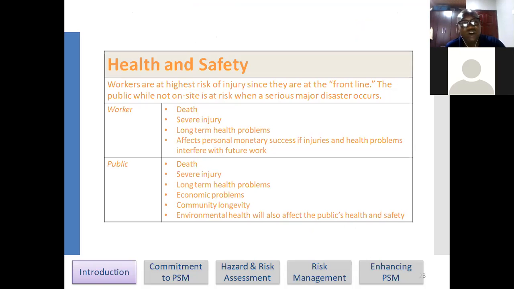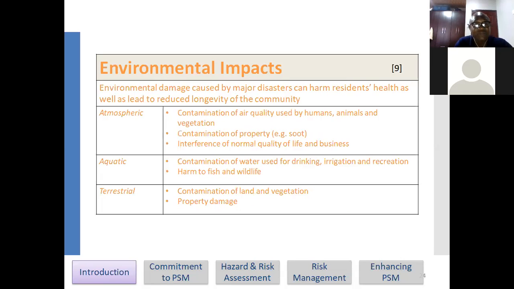So let's go in deep into the health and safety. The health and safety for workers, it can result in death, it can result in injury, it can be long-term health problem. For the public can also die. It can become economic loss. If a factory burns and it affects the buildings around the factory, they'll pay compensation. And there'll be no friendship with the community at which they work.